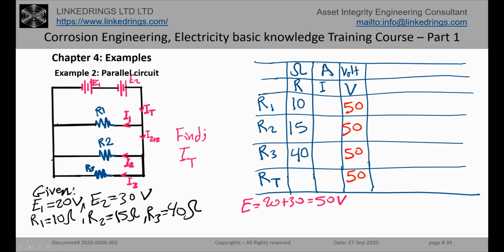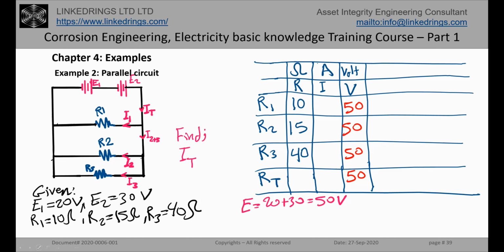Okay, so we do remember from Kirchhoff's law that E1 plus E2 equals I1 R1 equals I2 R2 equals I3 R3. In other words, the voltage drop across R1 is the same as the voltage drop across R2, the same voltage drop across R3, equal to the voltage source. That's why we wrote 50, 50, 50, 50. Now I can find the current because V equals IR.